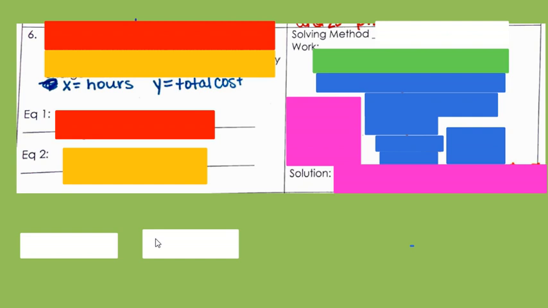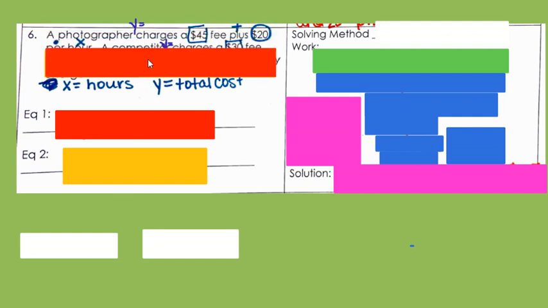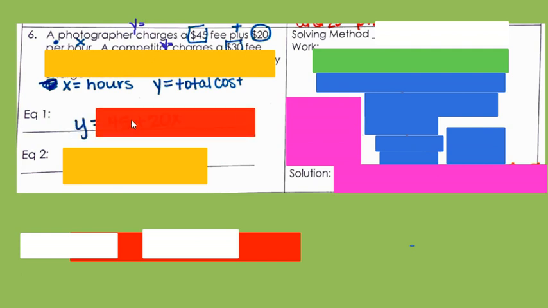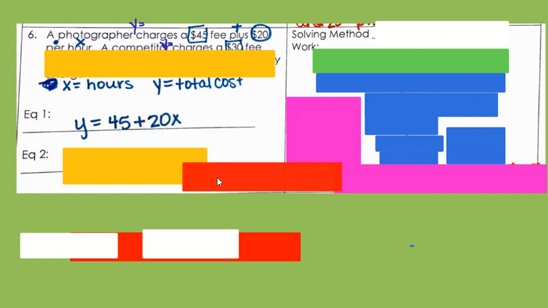All right, here we go. A photographer charges. So where it says this photographer charges, that's our first Y equals. He or she charges $45 plus $20 per hour. Per means multiply, hour, we put an X. So now we have our first equation for the first photographer: Y equals 45 plus 20X.